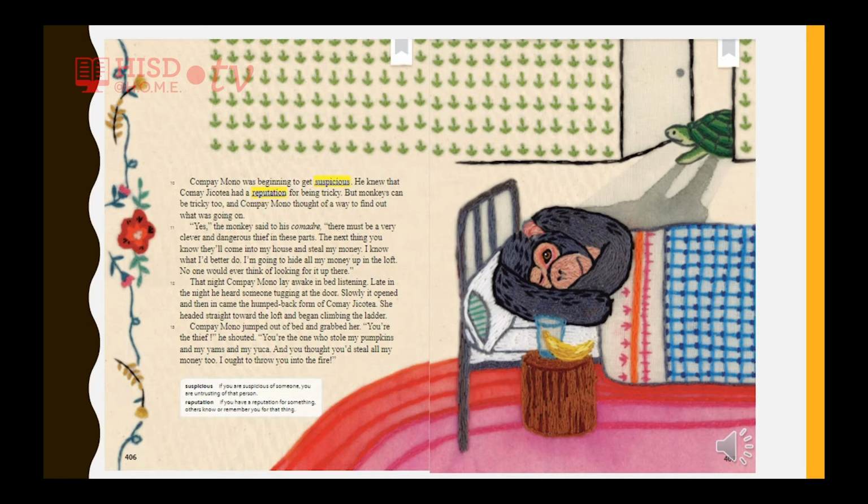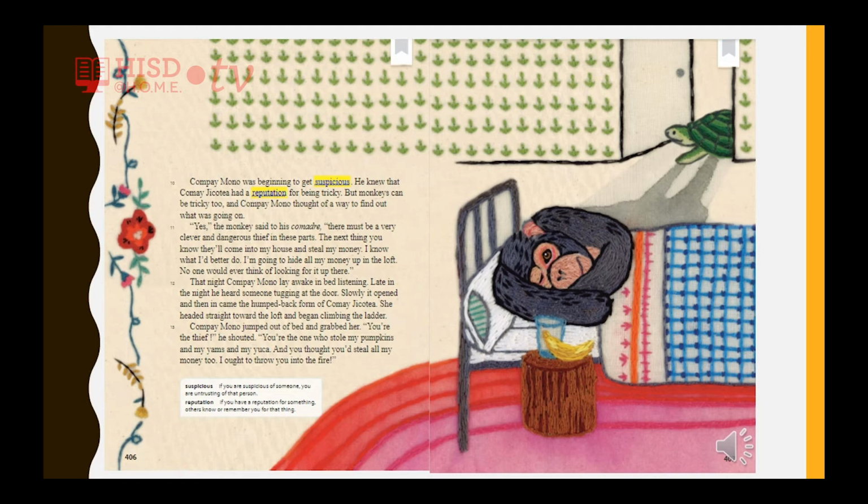That night, Kompe Mono lay awake in bed listening. Late in the night, he heard someone tugging at the door. Slowly it opened. And then in came the humpback form of Kome Jikotia. She headed straight toward the loft and began climbing the ladder.